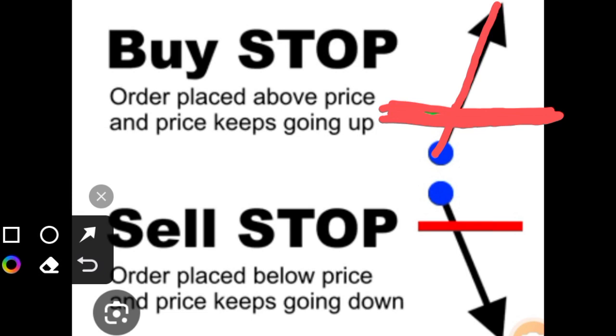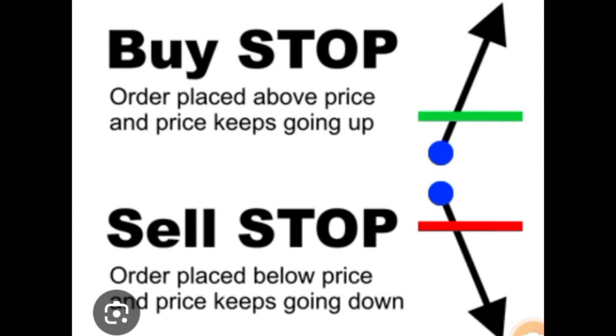But let's say price got here, triggered your buy stop, and then started coming down, you're going to be in a loss, right? But let's say price doesn't get to the zone and it doesn't get triggered, and then price starts coming back down, you won't be in a loss, because it didn't touch, you haven't even entered yet, right? Because your buy stop hasn't been triggered.